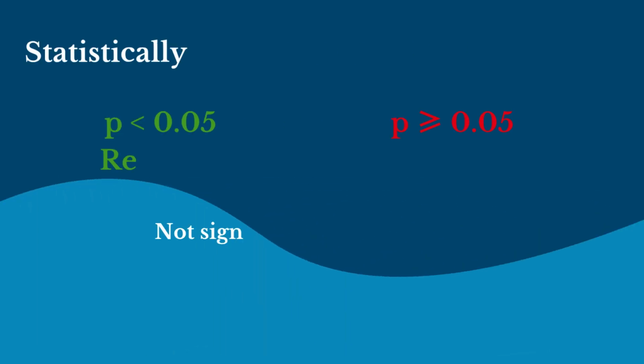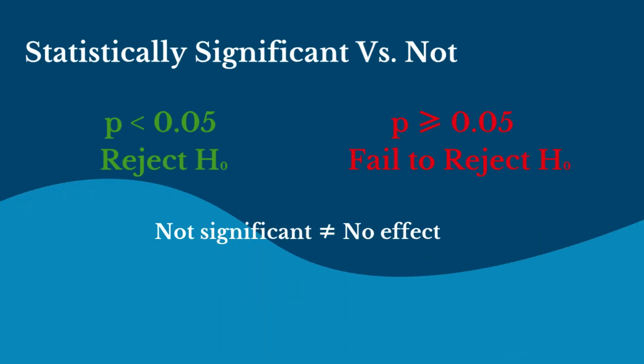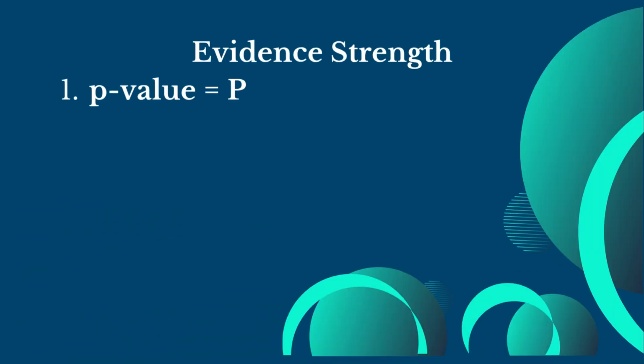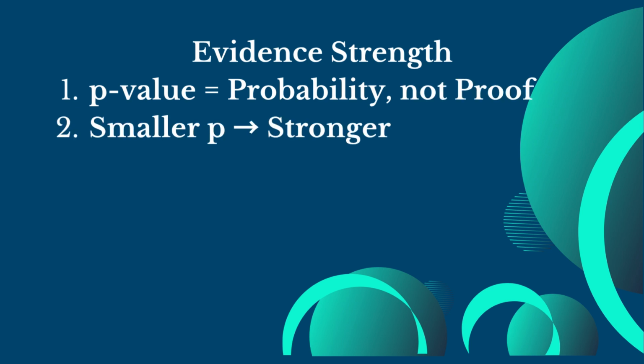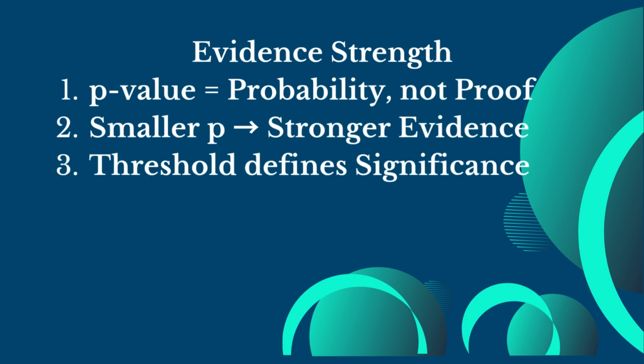We compare the p-value with a preset threshold called the significance level, generally 0.05. If p is less than 0.05, we reject the null hypothesis and say the result is statistically significant. If p is greater than or equal to 0.05, we fail to reject the null, meaning we don't have enough evidence to claim a difference. But remember, not significant does not mean no effect. It simply means the data did not provide strong enough evidence. So, in short, the p-value helps us measure evidence, not certainty. It guides decisions, but it does not guarantee truth.